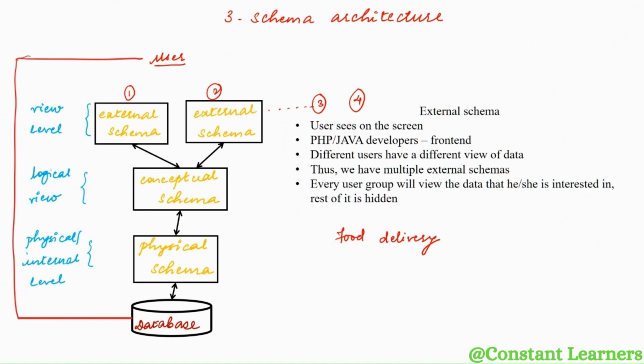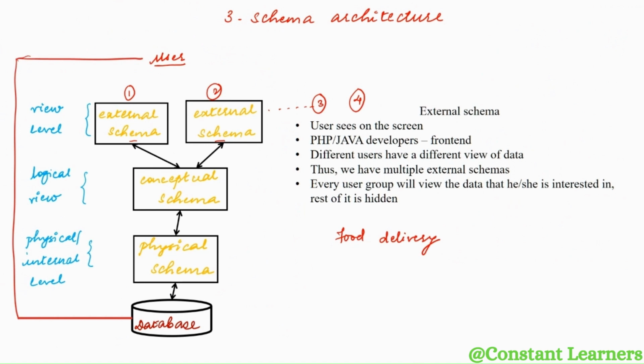So this is what he will view on his screen. Every user will have a different view of data, and that is why there are multiple external schemas. Similarly, the person sitting as an admin is coordinating all of these people: the consumer, the food delivery rider, and the restaurant. There has to be some person communicating with all three, trying to keep everything synchronized, so he will have an entirely different view of data. Thus, there are multiple different external schemas depending upon the requirement of the user.